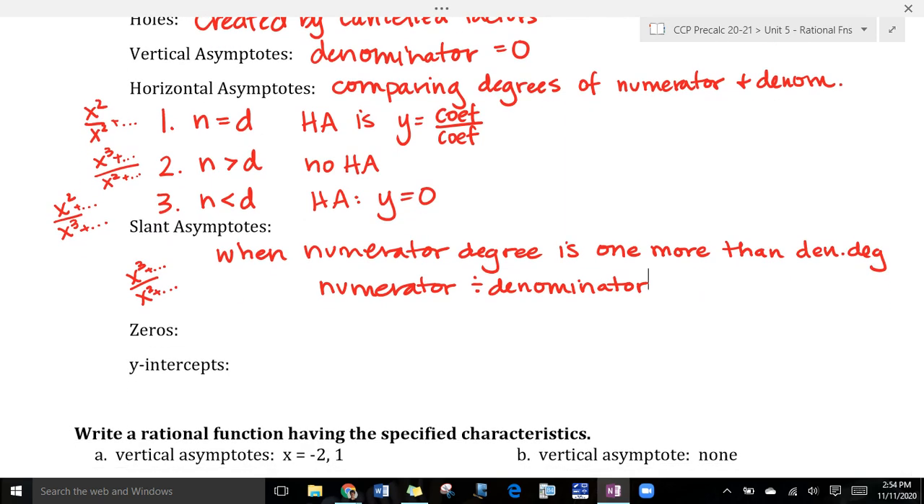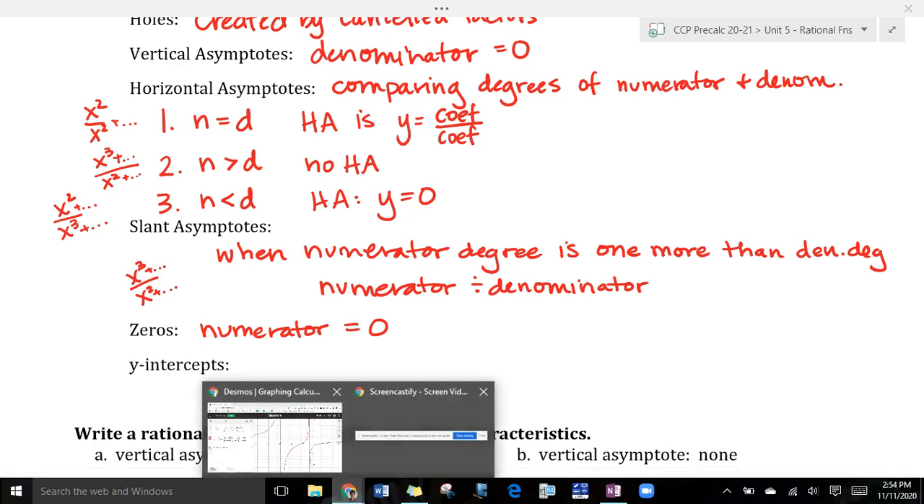Zeros. We've talked a lot about zeros with polynomials. The zeros of a rational function are going to come from those numerator factors. So this is when we're going to take the numerator of our polynomial and set it equal to 0. So whatever factors you have in the numerator equal to 0 should give you your zeros.